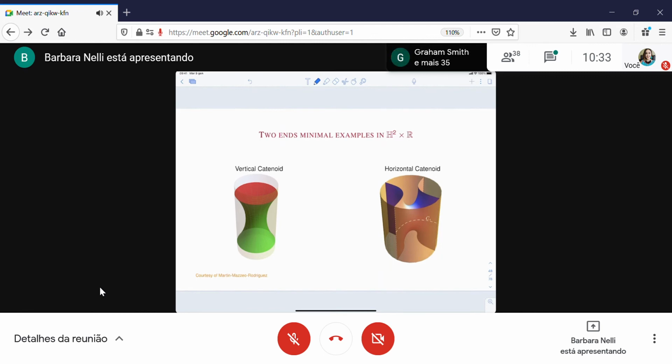Those pictures are by Paco Martin, Rafe Mazzeo, and Magdalena Rodriguez, taken from one of their papers. So it's interesting to understand under which condition a surface is one of those, or is asymptotic to one of those. To classify them is interesting in this setting.